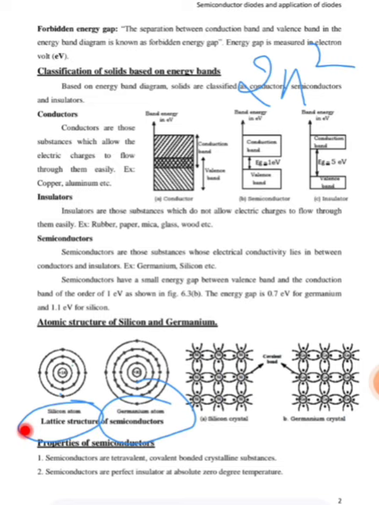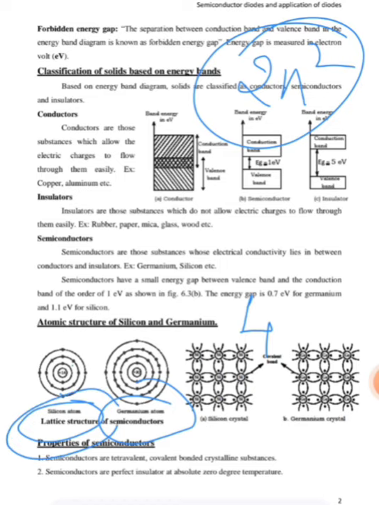Coming to the germanium atom, using this same formula we can easily see that in the last orbit again we have 4 electrons. I mean, in the germanium atom also we have 4 valence electrons. So in case of both germanium as well as silicon, there are 4 valence electrons. That is in the case of the lattice structure of semiconductors.